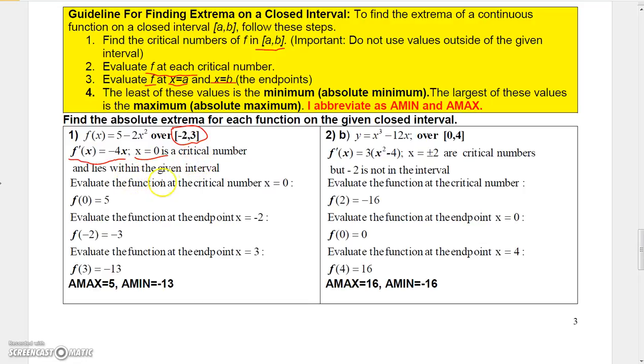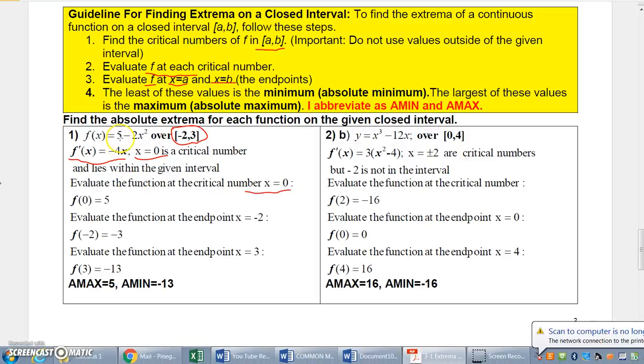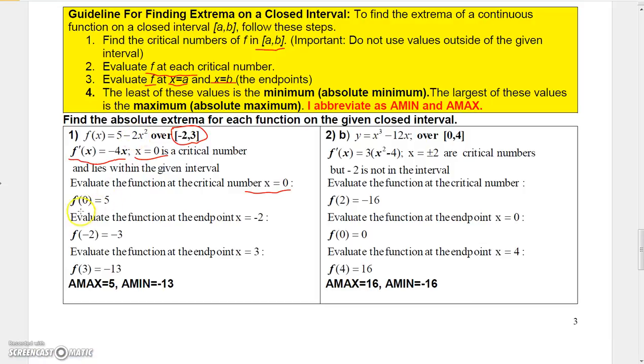So I'm going to evaluate the function at the critical number, x equals 0. That's the only critical number I got. If I evaluate this function at x equals 0, I get f of 0 is 5. So I know the y value is 5 at that critical number. Now I want to evaluate the function at the two endpoints, -2 and 3.